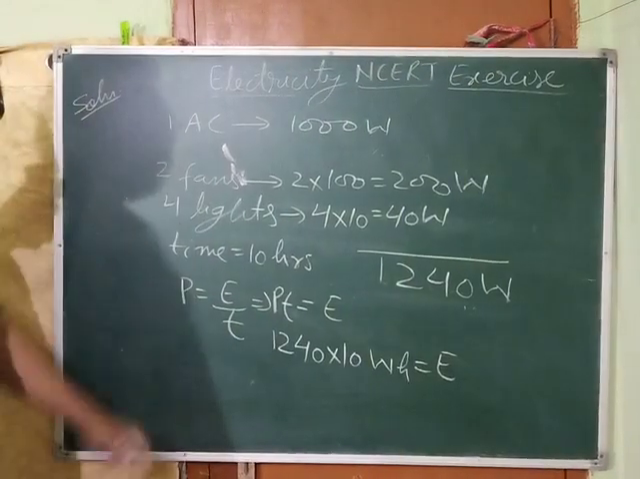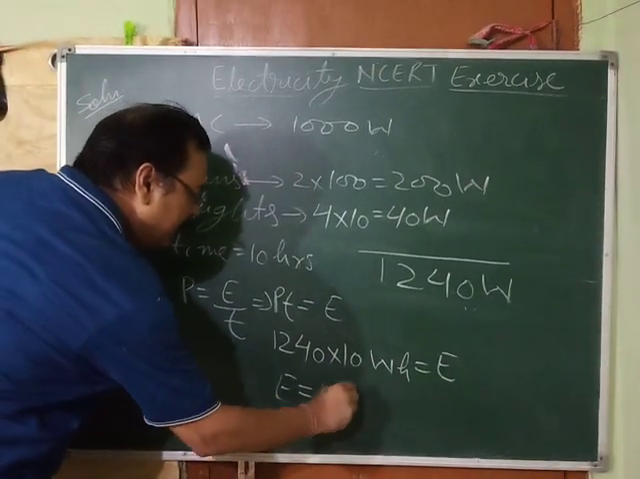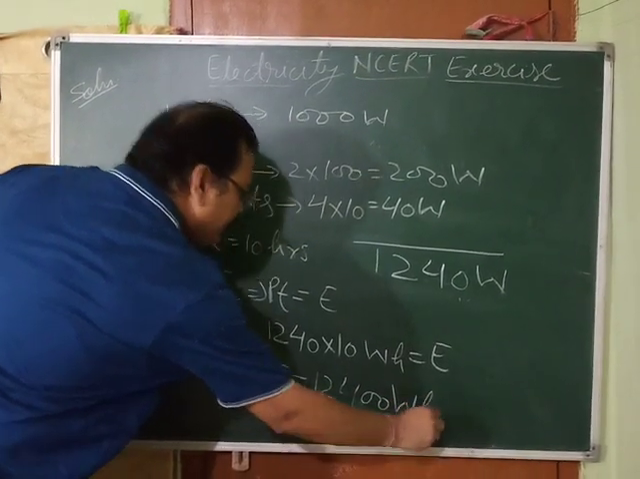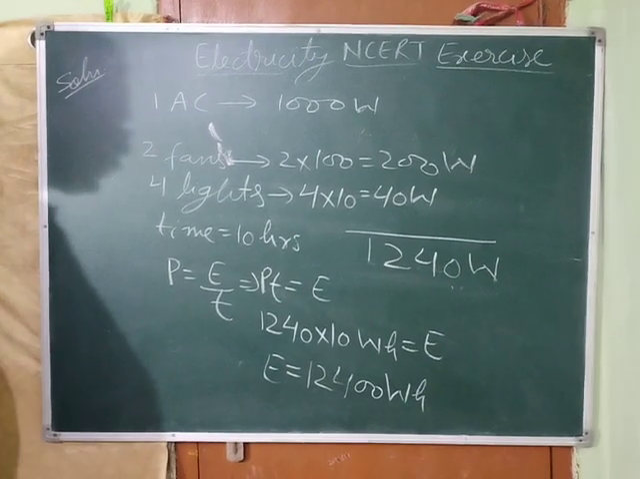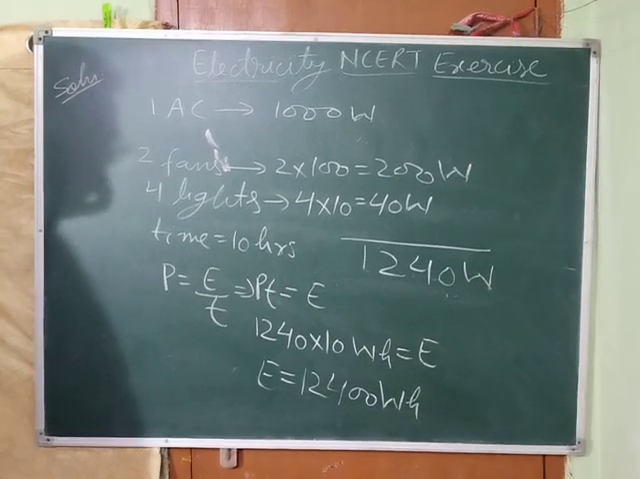Unit is what? Watt hour. So what can we get? Energy is equal to how much? 12400 watt hour. Okay, 12400 watt hour. Now, this much watt hour.